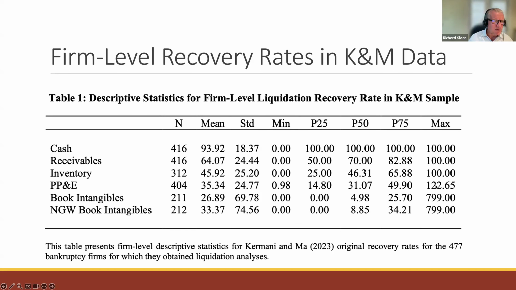We looked into that one. We were curious. This was a company that wrote down its oil and gas reserves when oil prices plummeted. And by the time it did its Chapter 11, oil prices had gone back up. So it had written down that asset, then it went back up. So that was what happened.